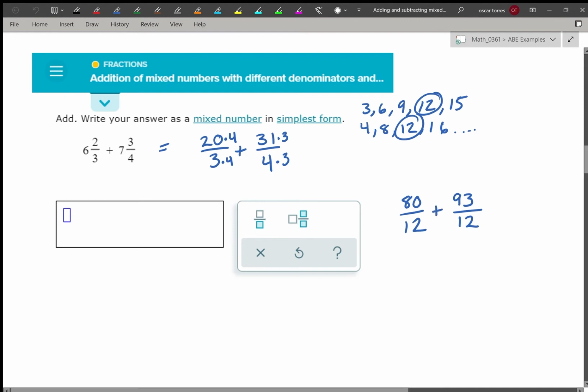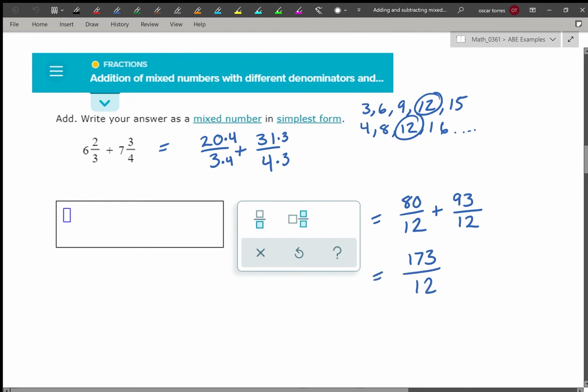These two fractions are still being added together, so we copy down that plus sign and we continue with the problem. At this point, we've successfully turned this mixed number into an improper fraction, and we did the same thing for the second one. We turned that 7 3/4 into 93 over 12. Now that the fractions have the same denominators, we can go ahead and add the numerators together. So 80 plus 93. That gives me 173, and we have the denominator of 12.